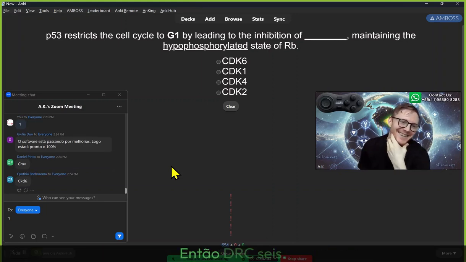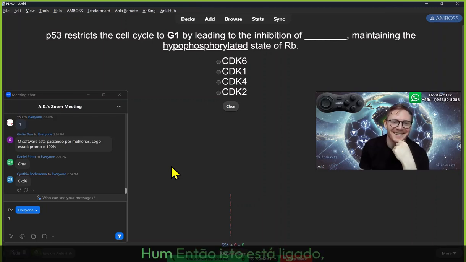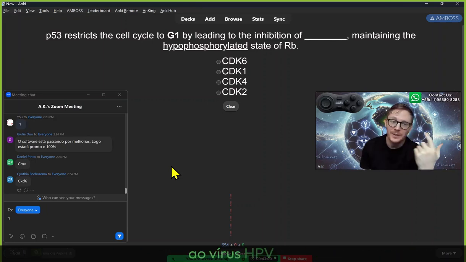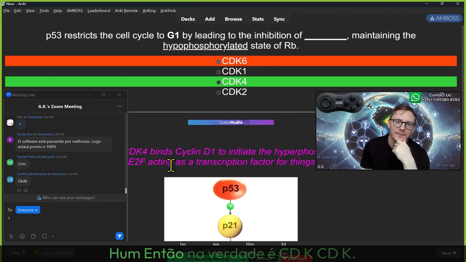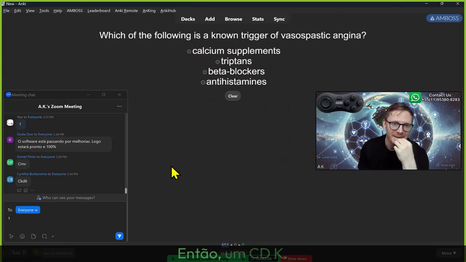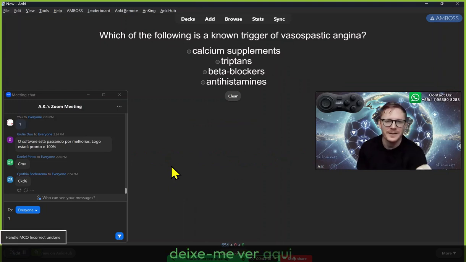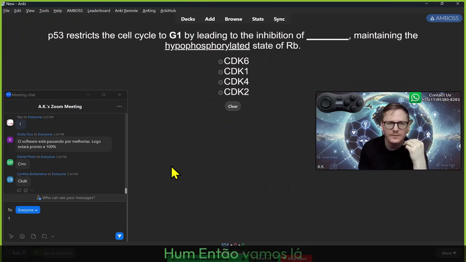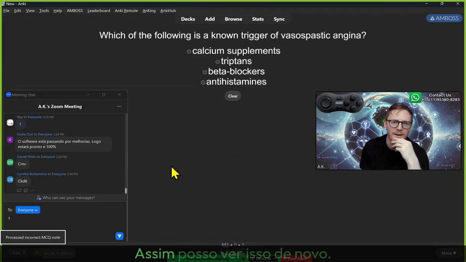CKD6. All right, all right. So this is on that one of the Sketchy Micro because it pertains to HPV virus. So it's actually CDK. Yeah. Okay, 6. So CDK. Let me see here. CDK4. Yeah. Okay. So let's get that wrong so I can see that again.